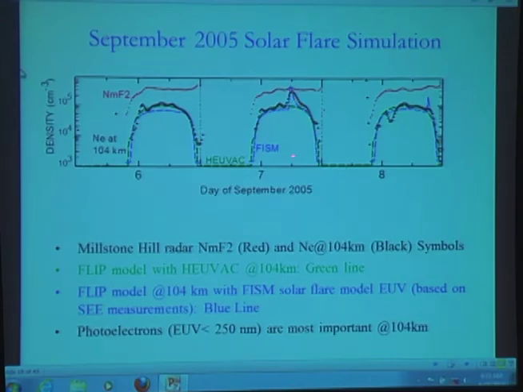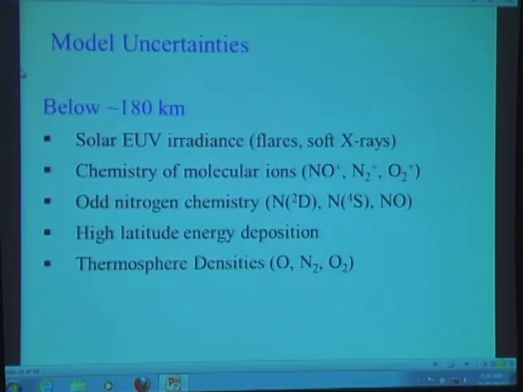Okay, the FISM model is based on the SEE irradiances, but it also has a flare model built in, and you can see the blue line here. It does show the flare, although this flare was a little unusual and it lasted a long time, and so it wasn't well reproduced. It's interesting that the density at 104 is approaching NmF2. So the model uncertainties then are below 180 kilometers.